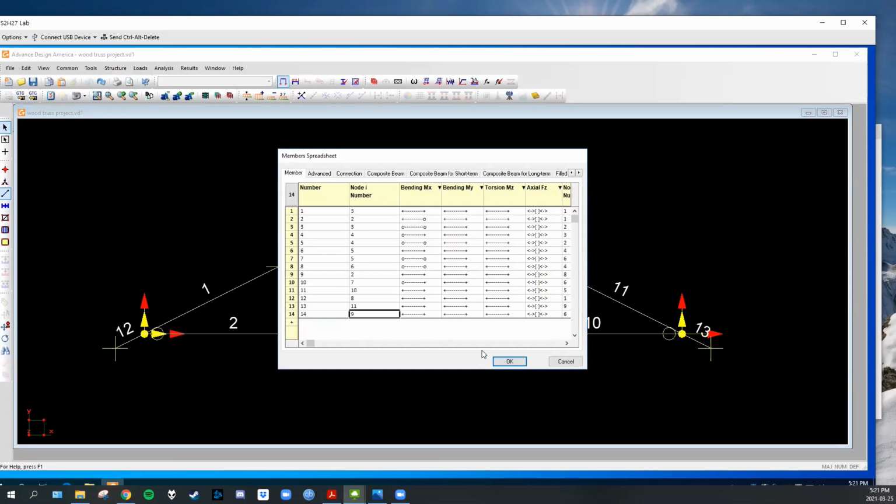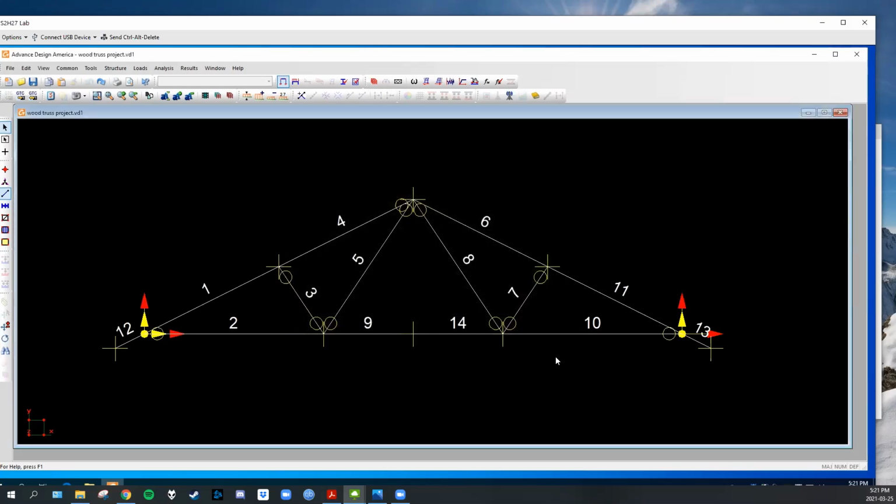Okay, so that should work. Well, no, sorry, not that. Hold on. No, that's not it. Cancel. Don't change anything. Cancel. Don't say okay. Cancel. So you have member 12. How come you can't change the end condition of this member? Why does it go here right away?